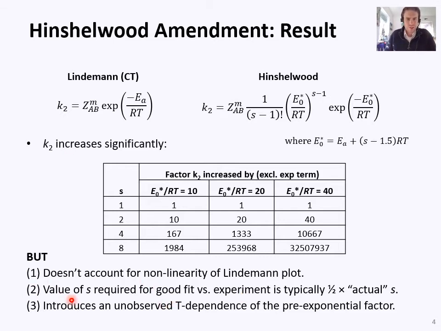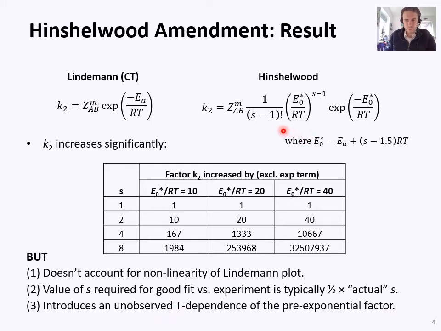The second issue is that the value of S you require in the Hinshelwood amendment equation to get a good fit, to get the same result as the experiment, is actually about half of what you'd expect for a given molecule. If you know your molecule has 10 modes of vibration, typically this value of S would end up being 5, for example. So we can't really predict it. You might say half of it is probably likely, but still, it's not satisfactory.